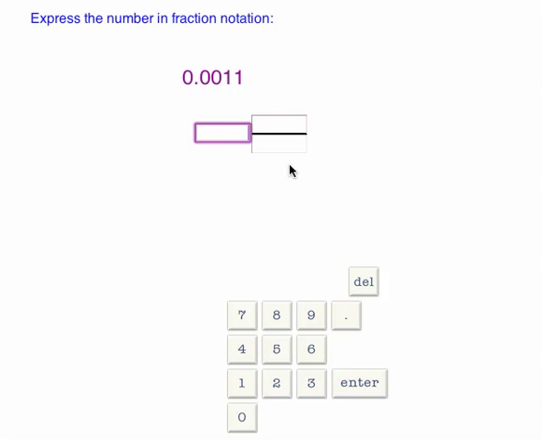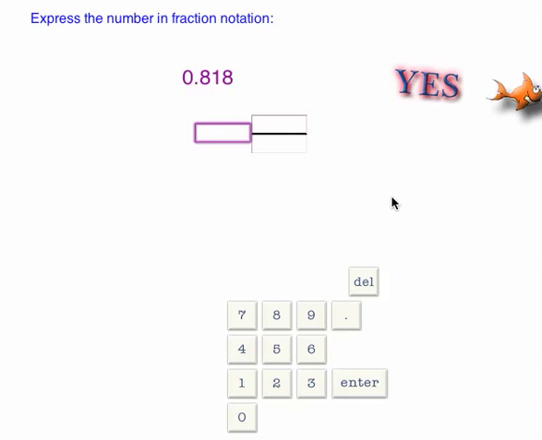All right, we'll do this one last one. So the whole number is 0, and then you ignore any zeros that come before the number. So we read the number 11, so the numerator is going to be 11, and the denominator is going to be what the last decimal place is, which is tenths, hundredths, thousandths, 10,000ths. Okay, and that's it.